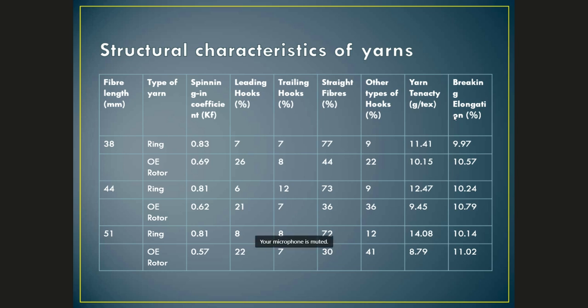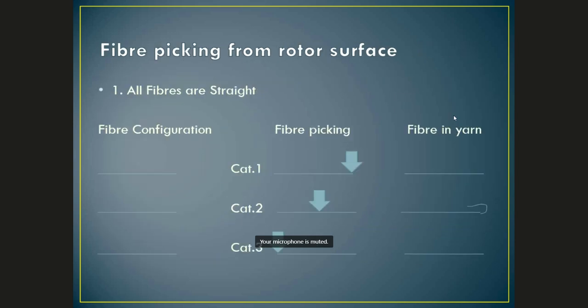So this is an indication and an explanation of why this rotary spinning system forms more leading hooks. That is one point. And the second point is, yes, the moment fibers form leading hooks, ultimately my fiber extent is going to be lesser, and that is the reason that will be responsible for the lower value of KF in rotary spun yarn.